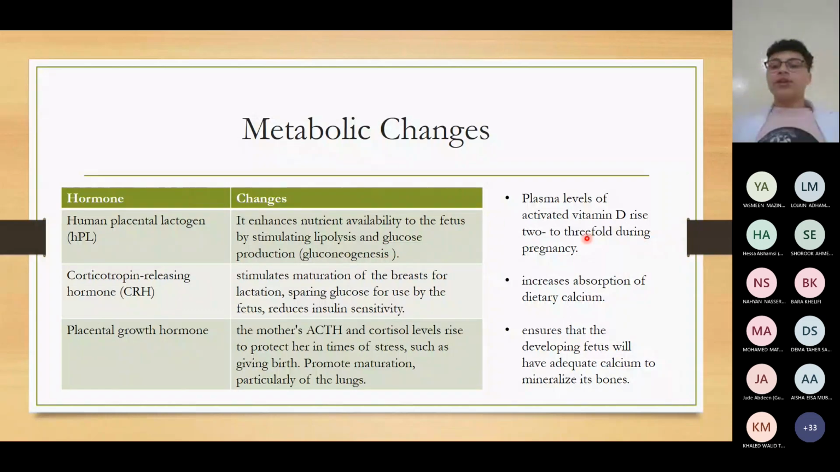So the vitamin D levels, they're going to increase. So they are going to help the baby to form the bones of the baby. It's going to make the mother's bones much stronger. So it's very important. Vitamin D levels are going to increase. So the absorption of calcium is going to increase. Everyone understood everything about metabolic changes? Yes. Okay, perfect.